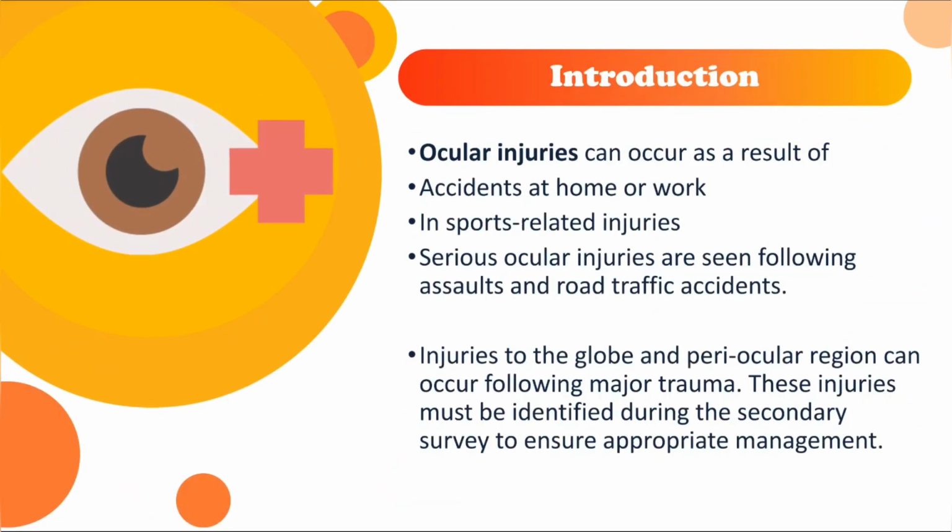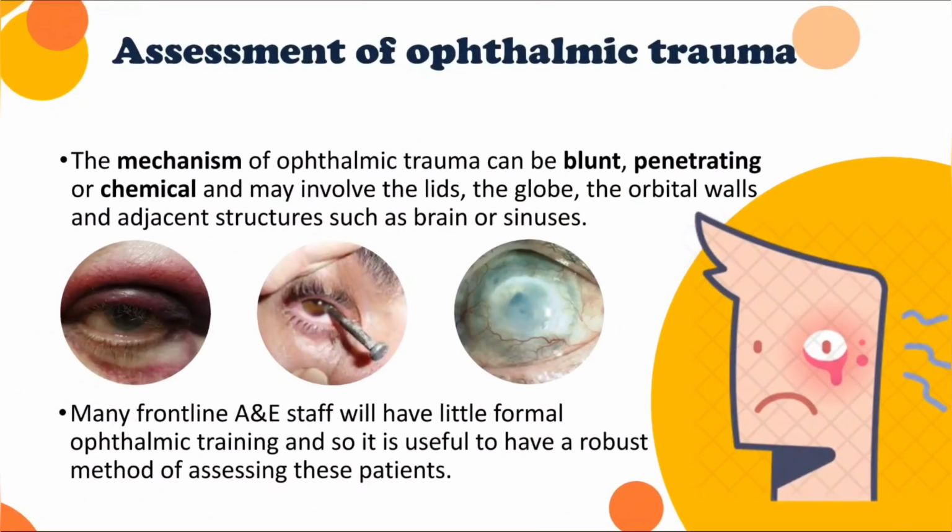Ocular injuries can be the result of accidents in the home, at work, sport-related injuries, road traffic accidents or assaults. So globe and periocular injuries can occur following major trauma sometimes. If there is major trauma, you have to do a primary survey, and in the primary survey, resuscitate the patient with oxygen, fluid, things like that. And then after that, in the secondary survey, you have to ensure appropriate assessment and management of ocular injuries.